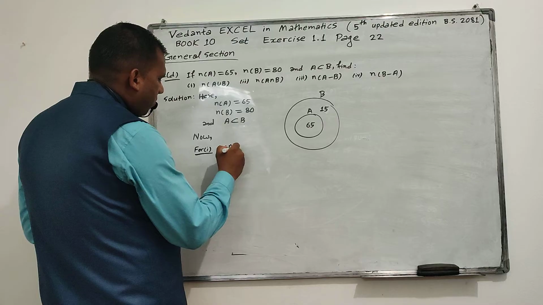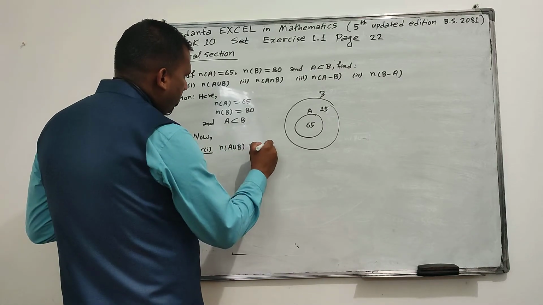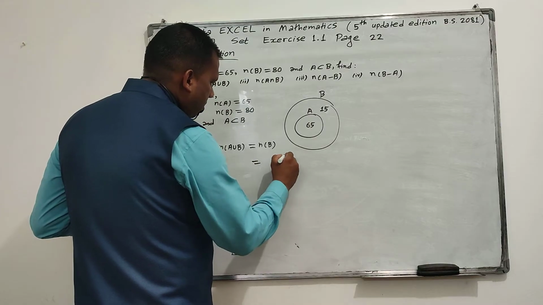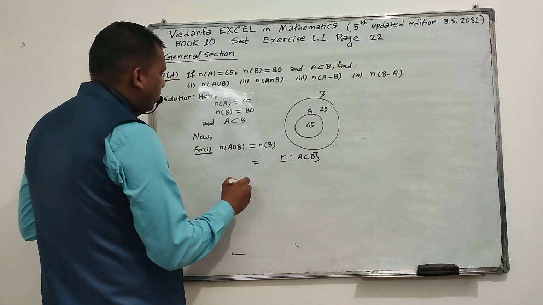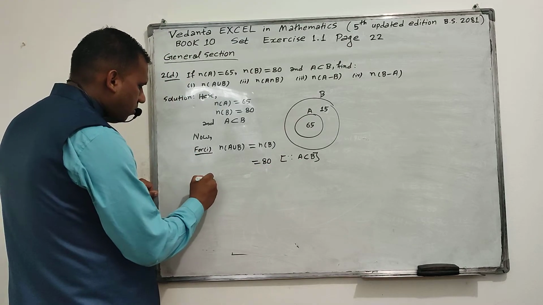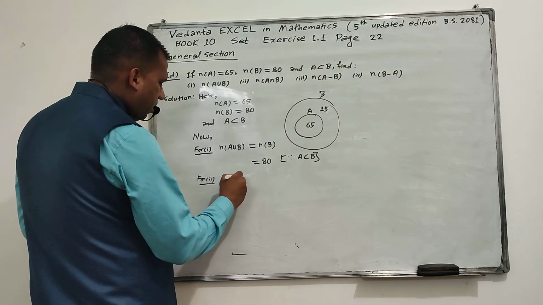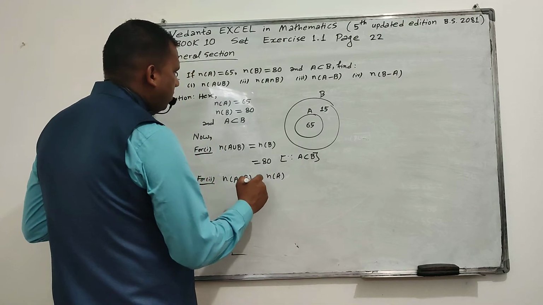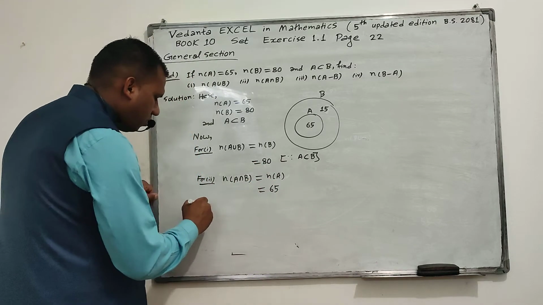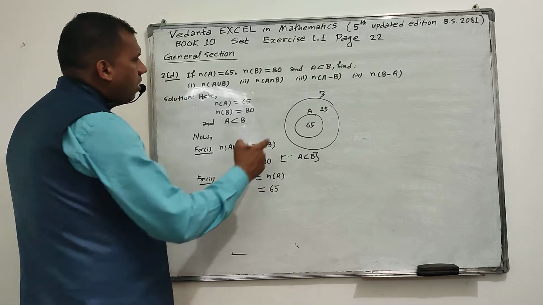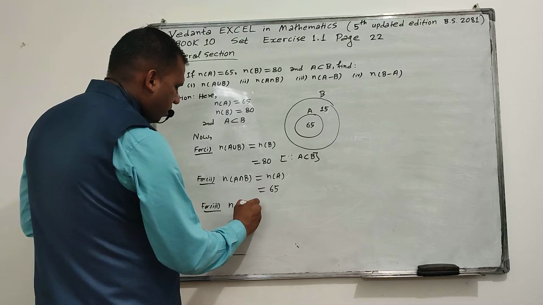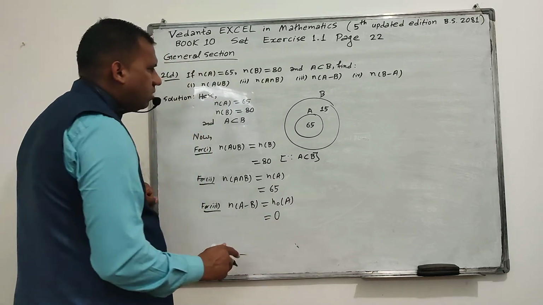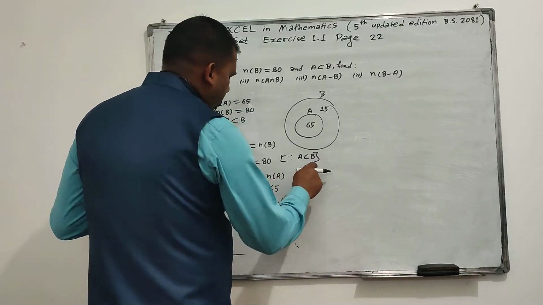Now for 1, number of A union B equals number of B, because A is a proper subset of B. So number of B is 80. For 2, number of A intersection B equals number of A, because A is a proper subset of B. So number of A is 65. For 3, number of A minus B, that is n not A, that is 0. A minus B is 0, because A is a proper subset of B.